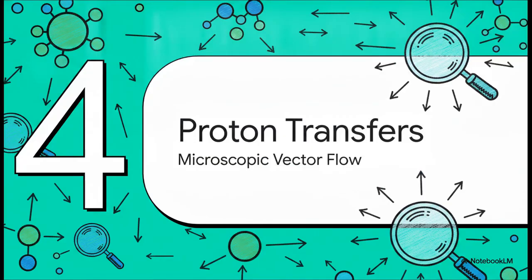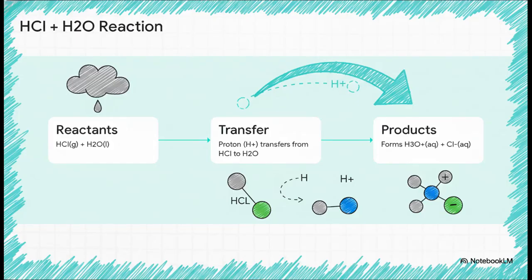Let's put this into practice in Section 4, tracking proton transfers, by looking at the microscopic vector flow. Okay, let's zoom way in to the molecular level and track the actual flow here. In Step 1, hydrogen chloride gas reacts with liquid water. Now guide your eye along that bright vector arrow there in Step 2. See that? It shows the H+ proton physically transferring from the HCl molecule directly over to the H2O molecule.